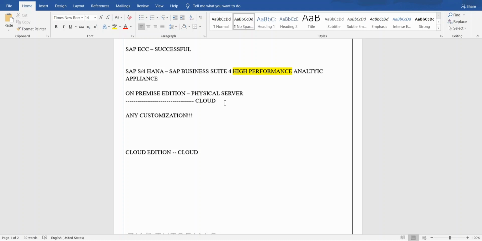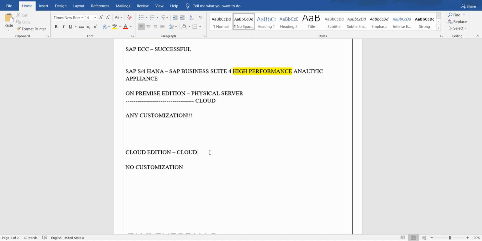That is what we have in the on-premise edition. But if you go for the cloud edition, there is no customization. It is strictly no customization. Why is there no customization?